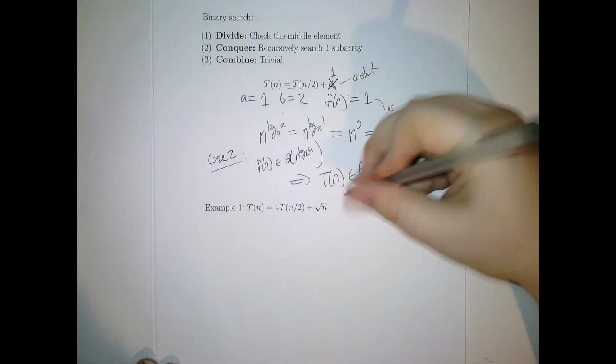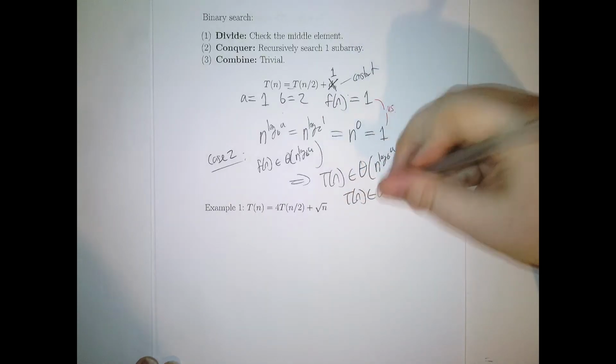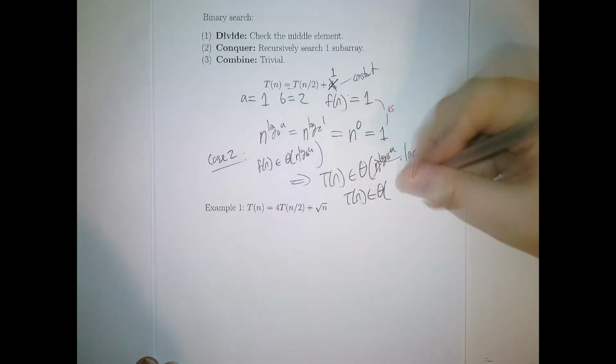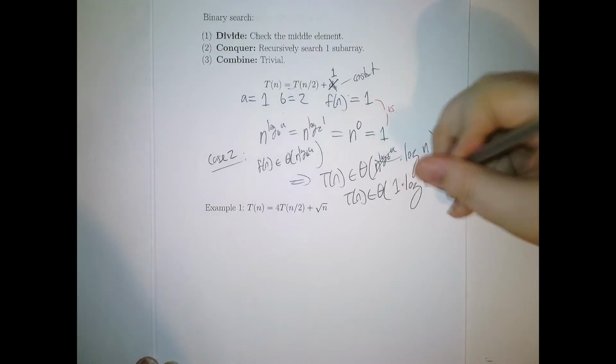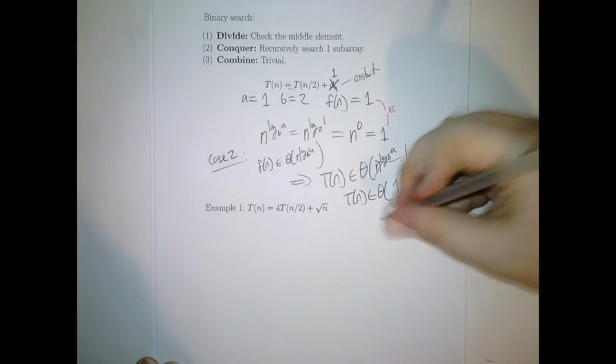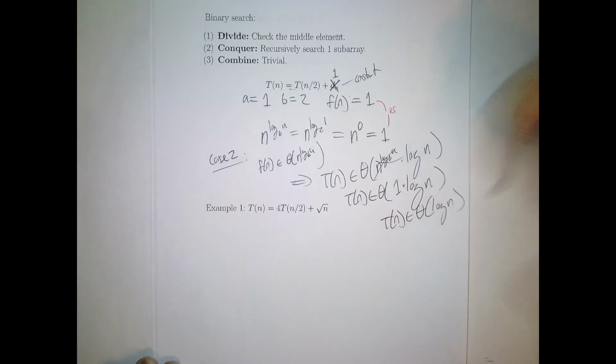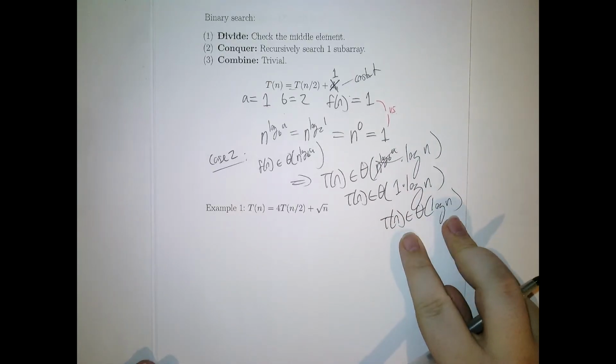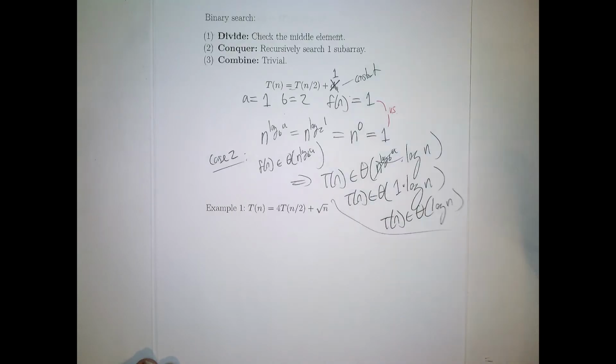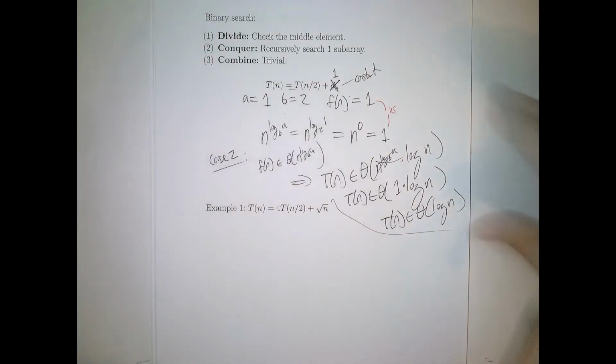So that's going to tell us that t of n is in theta. This is just 1 times log n. Oh, okay, that makes sense, right? So t of n is in theta of log n. That's telling us that binary search takes a logarithmic amount of time. Something you probably already knew and maybe were shouting at during the previous lecture while watching it. Yes, that is the correct runtime, and Master Theorem shows it to us.